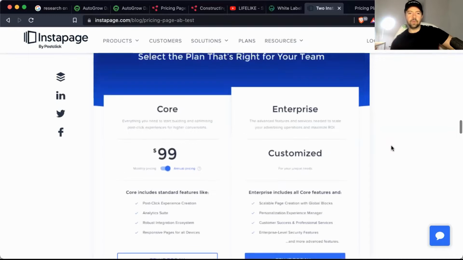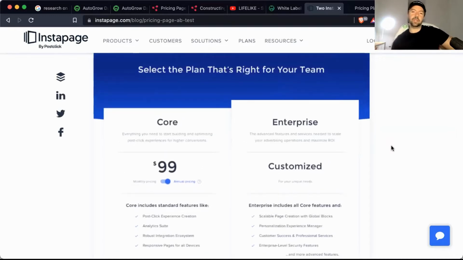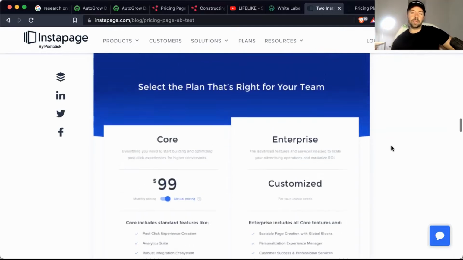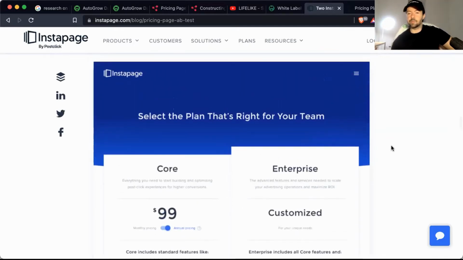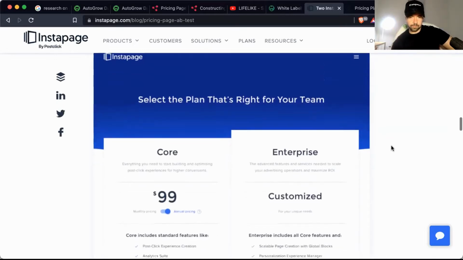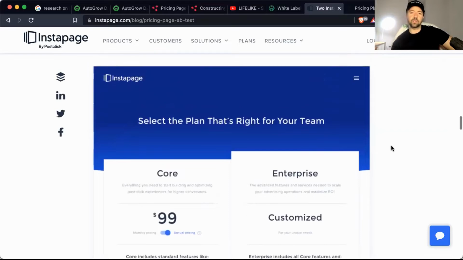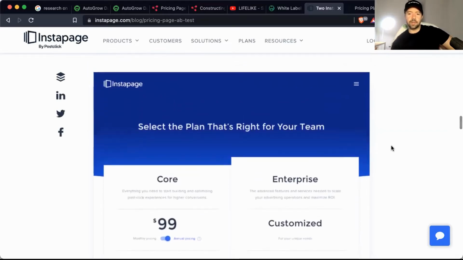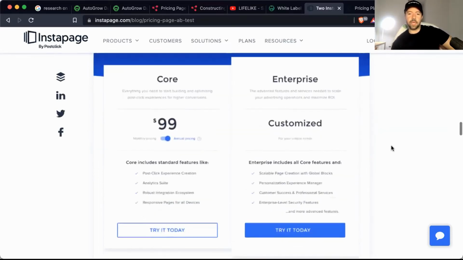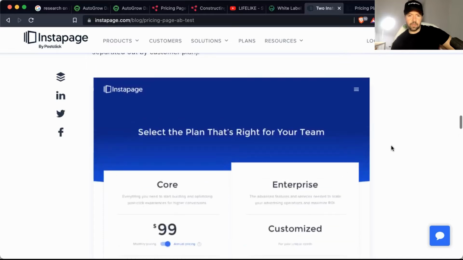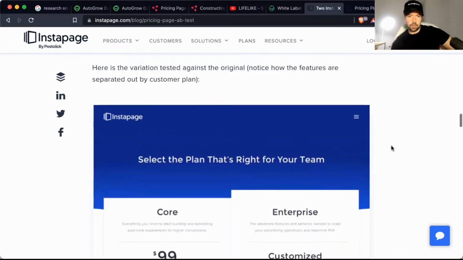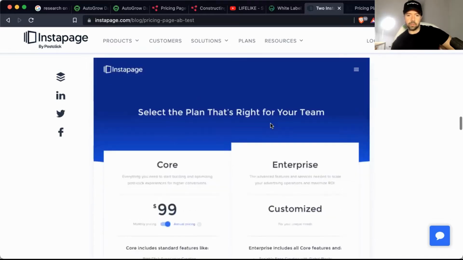This comes from Instapage. So Instapage is similar to Lead Pages. They are competitors. I haven't really used their products all that much. I used it once. It seems fine. But anyway, appreciate them putting up this case study and sharing what they learned. So basically, they have two versions of their pricing page. Yeah, here's the variation we tested against the original.